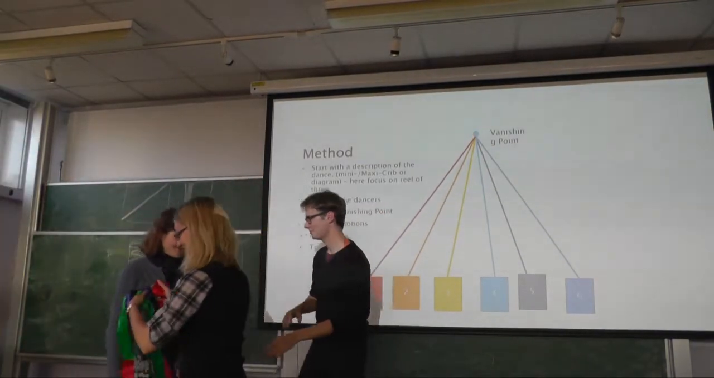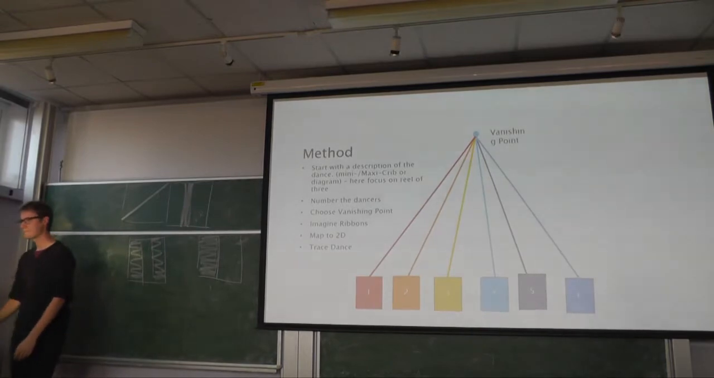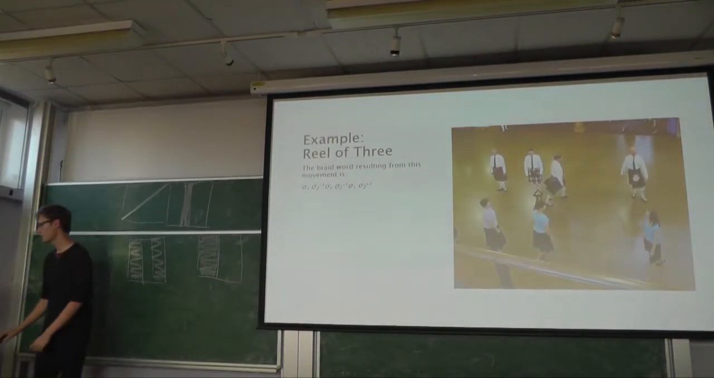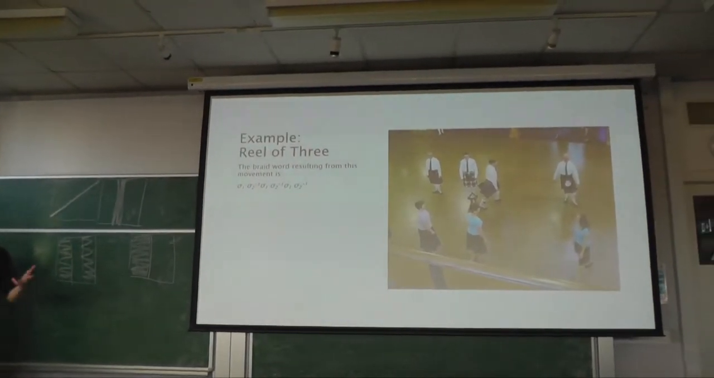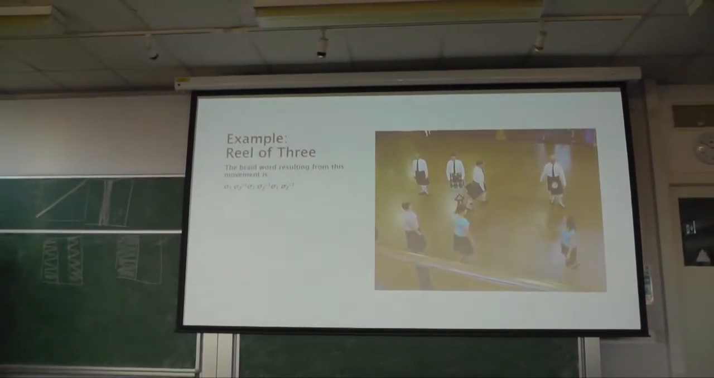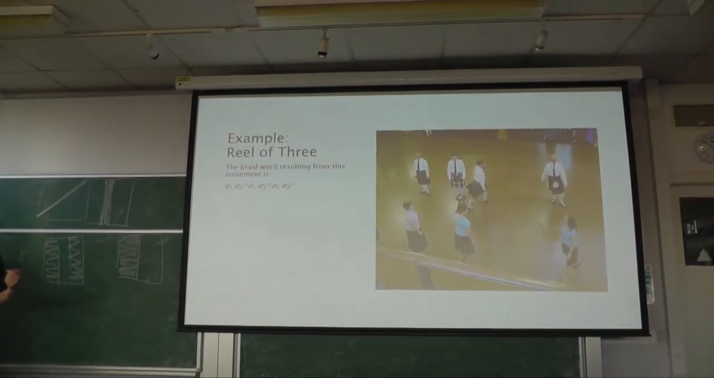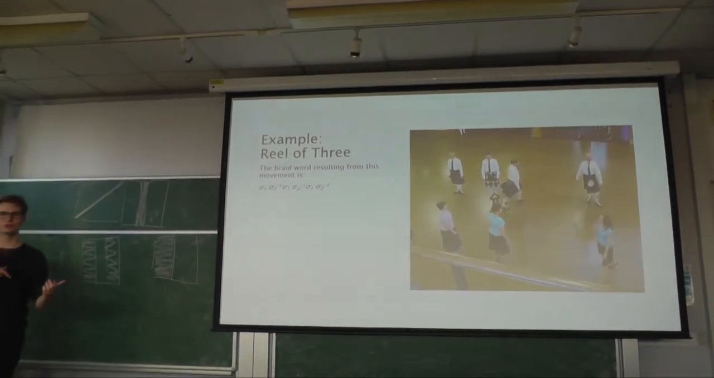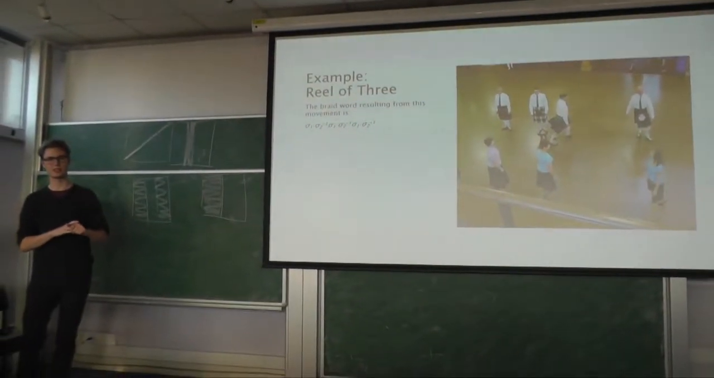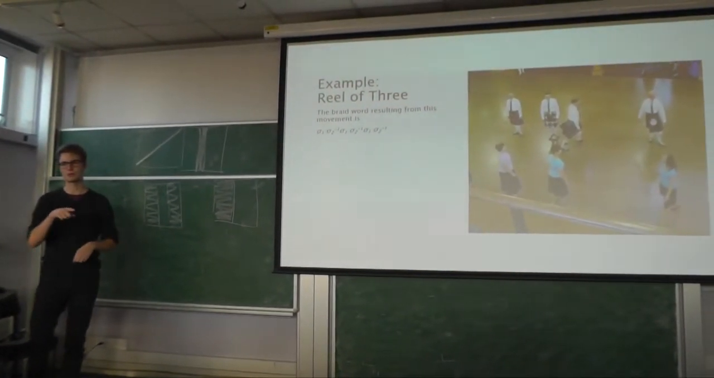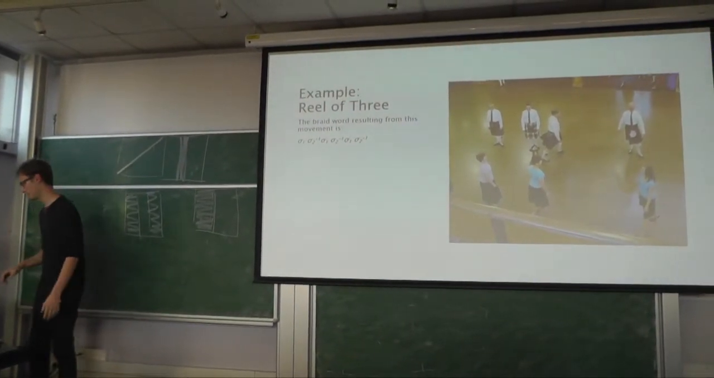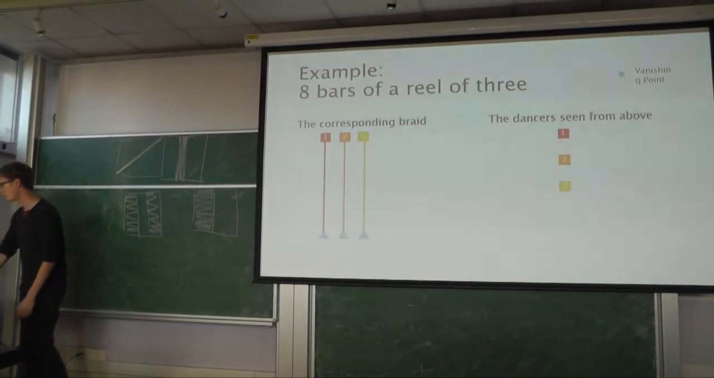There's also a full animation of this. So here you can see the reel of 3. As you see the movement now, there won't be any need for the video. So yeah, it depends on how you start in the reel of 3, what braid word you get. If you start with the outermost person, or if you start with the inner person, just gives different braid words.